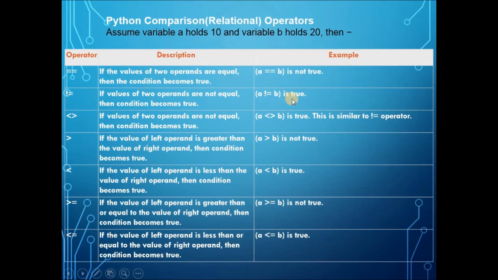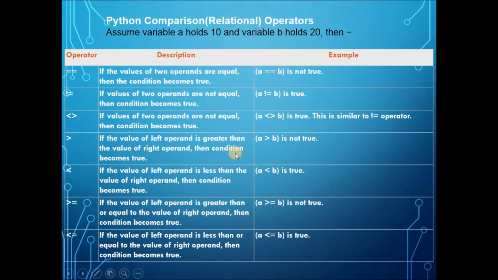A not equal to B. If you write this statement in the condition, it will show true, because A and B's values are not the same. That is why it is not equal. And this is greater than, less than. You already know how to compare: A greater than or equal to B, A greater than B, A less than B.